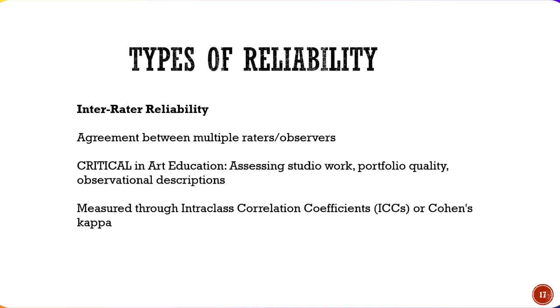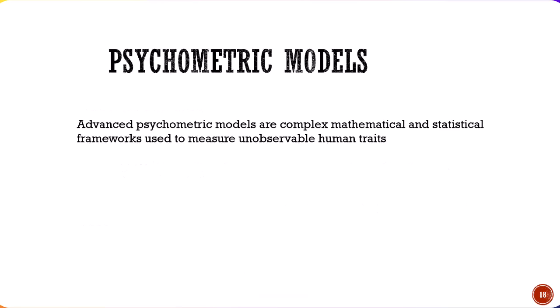Then finally, let's look at inter-rater reliability, where there is agreement between multiple raters or observers. So you observe two or multiple things, and then you are able to realize that there is an agreement between the data that you've collected. That is what inter-rater reliability basically speaks about.